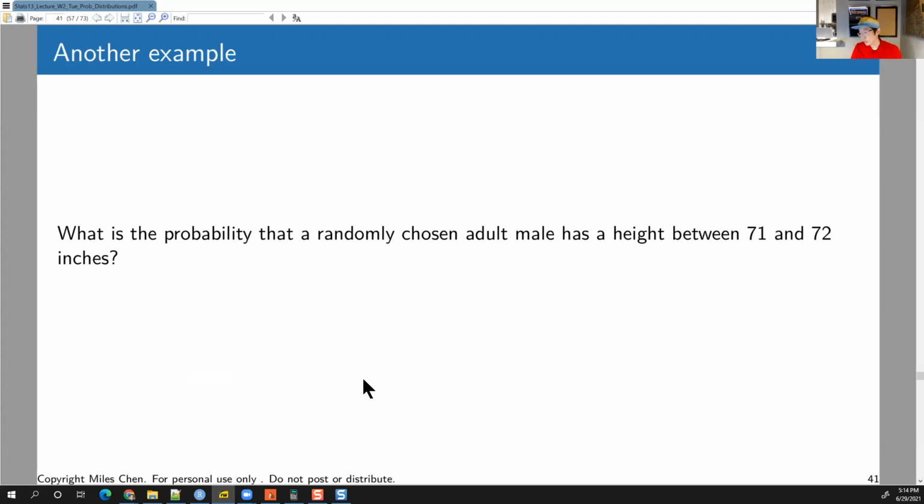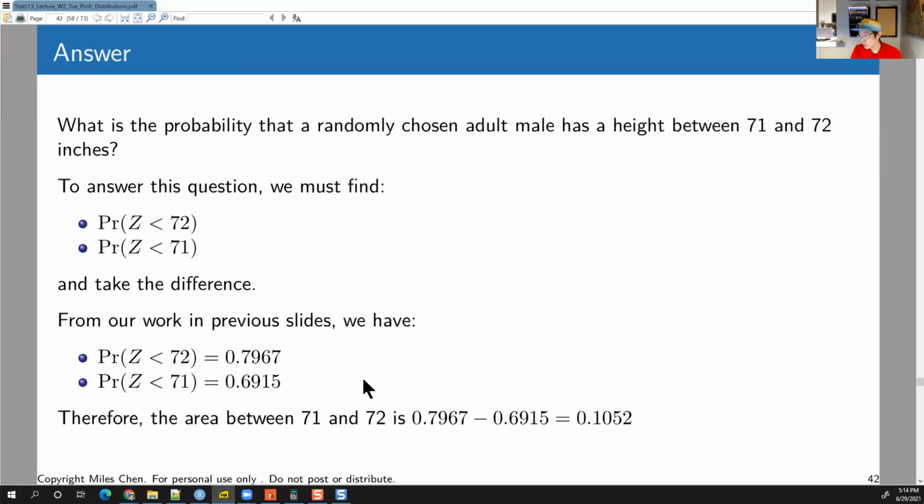The way we're going to do this is, we first find the area to the left of 72, which we've done. We find the area to the left of 71, which we've done, and we take the difference between these two. From the previous slides, the area to the left of 72 is just under 80%, 0.7967. The area to the left of 71 inches is 0.6915. The difference between these two is 0.1052, and that's going to be our answer.